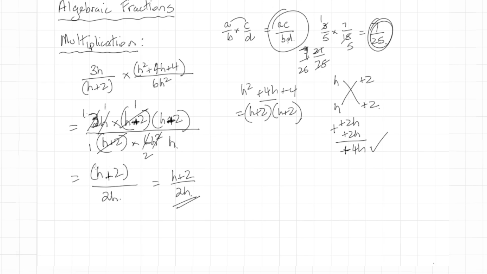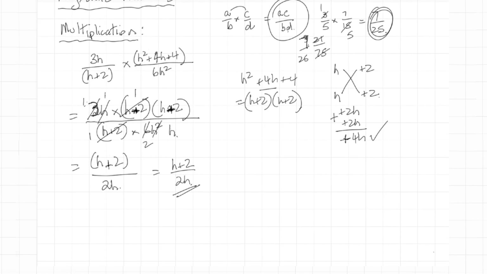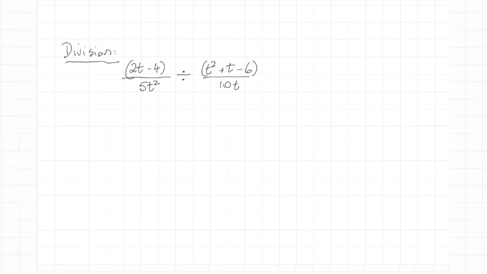So that's multiplication of fractions. Good idea to factorize first, multiply it all out, write it as a numerator, denominator, then see if you can cancel down and get down there. Okay, let's go down to division.